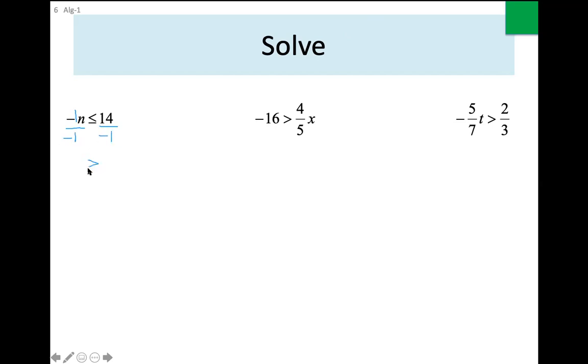So we've got to flip the inequality. The -1's cancel. 14 divided by -1 is -14. Okay, so this one I flipped the inequality, not because the answer is negative, but because, in this case, I divided by -1. Closed circle. The solutions are bigger than -14, so shade right.